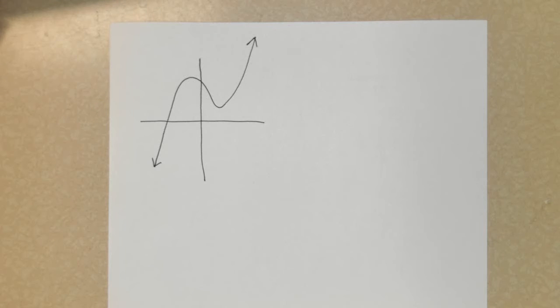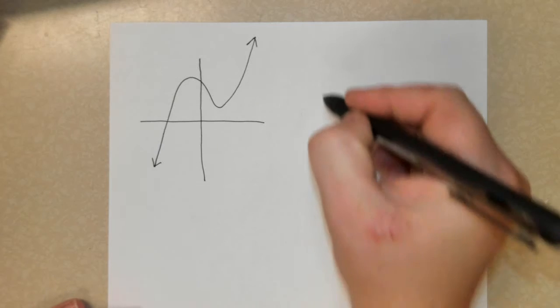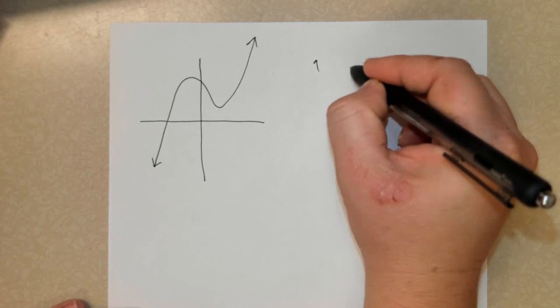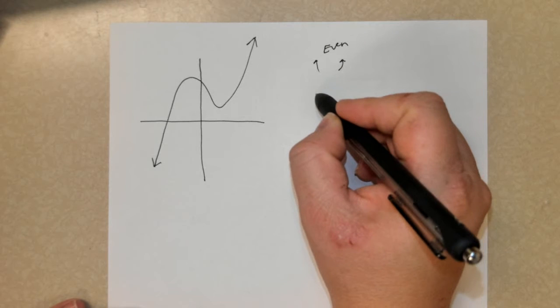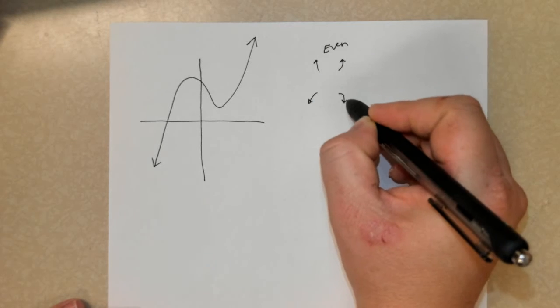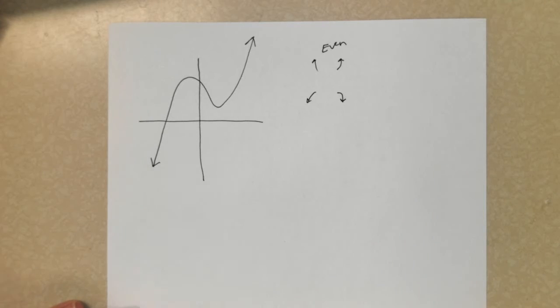Looking at this polynomial function, determine if this is an even or an odd degree function, and whether the leading coefficient is positive or negative. Well, if you look back at your notes, you'll notice that anytime you have an even degree function, the end behavior, that means on the far left or the far right, are either both going up or both going down.